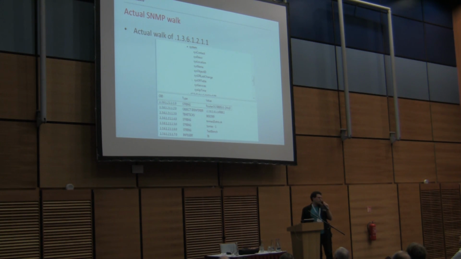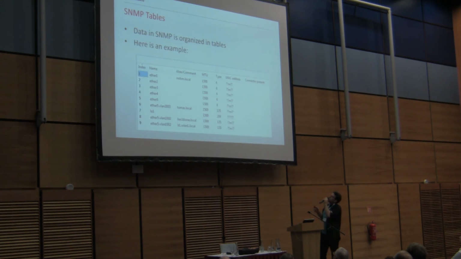Let's look at a bit more advanced stuff yet again, which is SNMP tables. Data in SNMP is organized in tables. Here is an example of an actual table. We have an index, and then we have some columns inside of the table giving us some particular information.